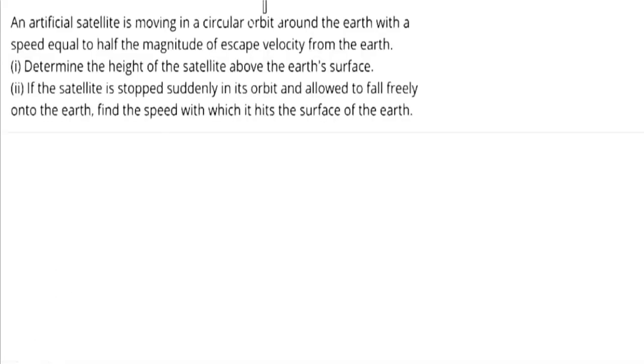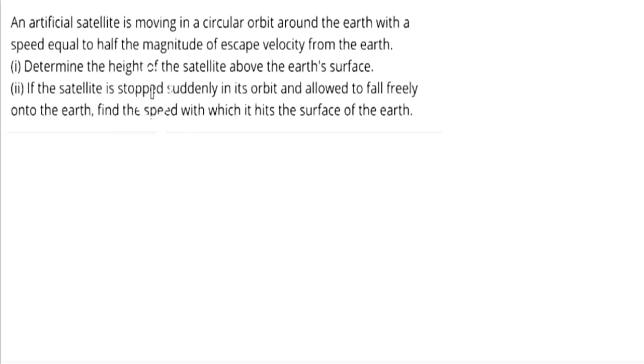Hello everyone. So today we are going to solve this question. The question says, an artificial satellite is moving in a circular orbit around the Earth with a speed equal to half the magnitude of the escape velocity from the Earth. Then we have to determine the height of the satellite above the Earth's surface. If the satellite is stopped suddenly in its orbit and allowed to fall freely onto the Earth, find the speed with which it hits the surface of the Earth.